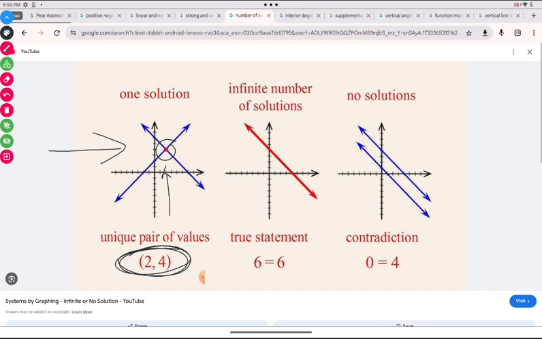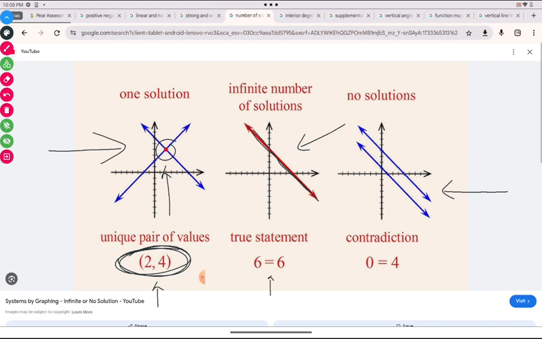If you have two lines that are directly on top of each other, we call that an infinite number of solutions, or infinitely many solutions. With this red line, there are actually two lines directly on top of each other. So we call that infinitely many solutions. If you have two lines that are parallel, which means they never touch, there is no solution to the equation. And this is what it looks like in terms of the equation.